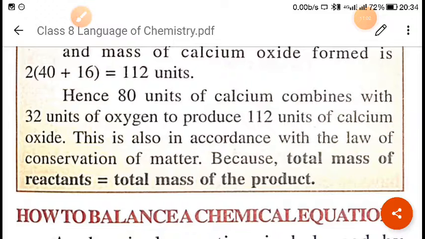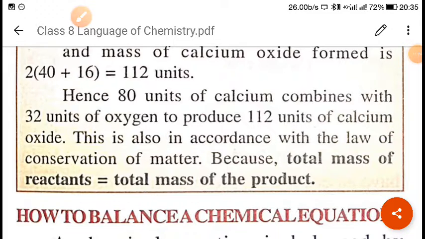So this is also in accordance with the law of conservation of mass, or we can say law of conservation of matter, because the total mass of the reactant is always equal to the total mass of the product. Okay, so according to the law of conservation of mass, the total mass of reactant is always equal to the total mass of the product.